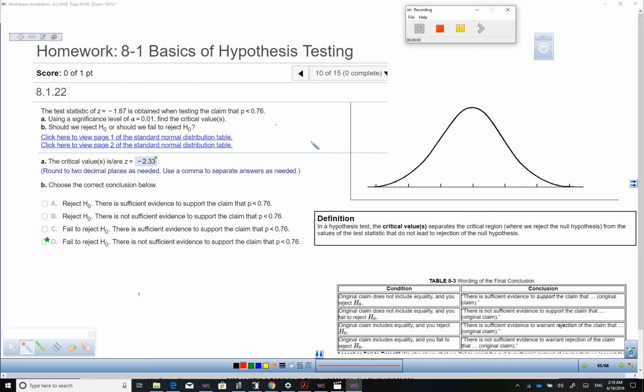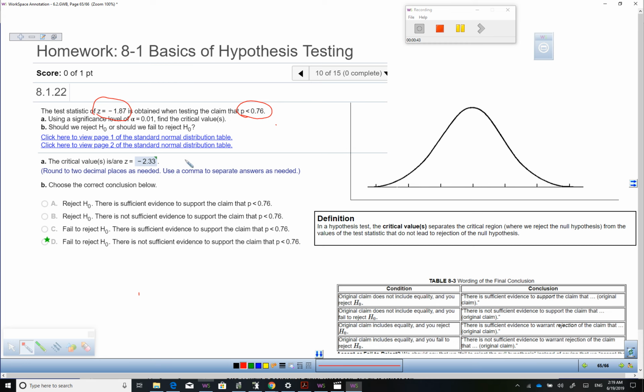Okay, this is problem number 10 on chapter 8, section 1. In this problem, we are going to test a claim using the critical value method. It's a little bit different than the one we did in the previous videos and the previous exercises. In this problem, they provide us with the test statistic right here, and we want to test the claim that the population proportion is less than 0.76.